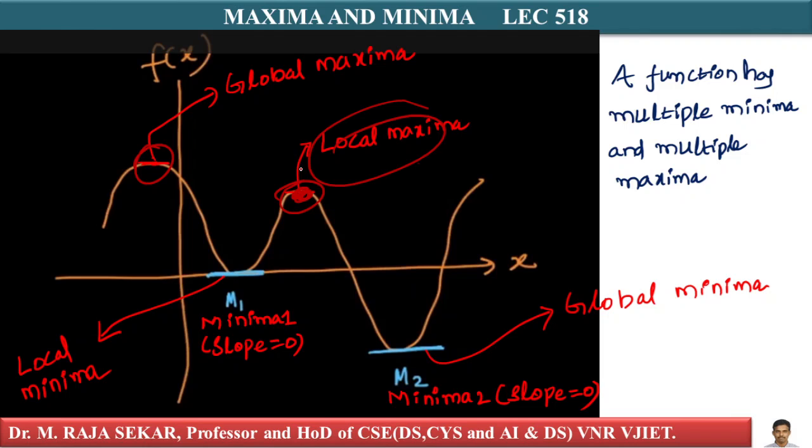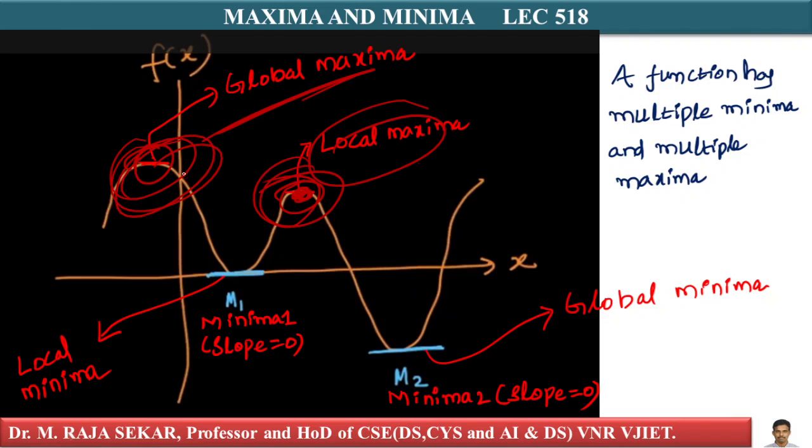Maximum of all the maxima. What is the global maxima? I can say global maxima is the maximum of all the maxima. That's it. Here I have a maxima, here also I have a maxima. This is the maximum of all maxima. Even if I have multiple maxima, the highest one is known as the global maxima.